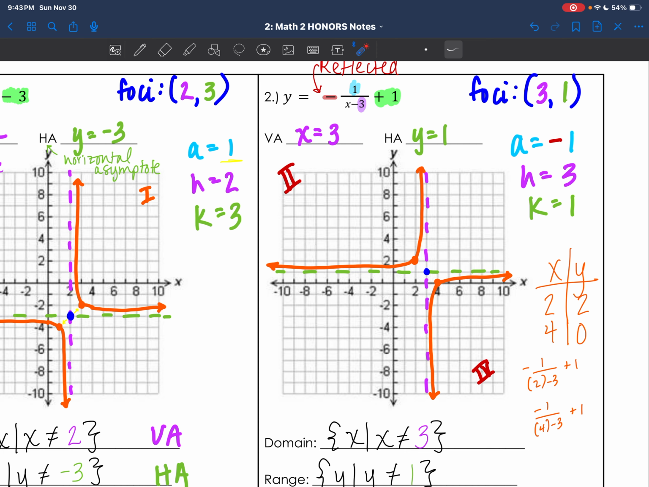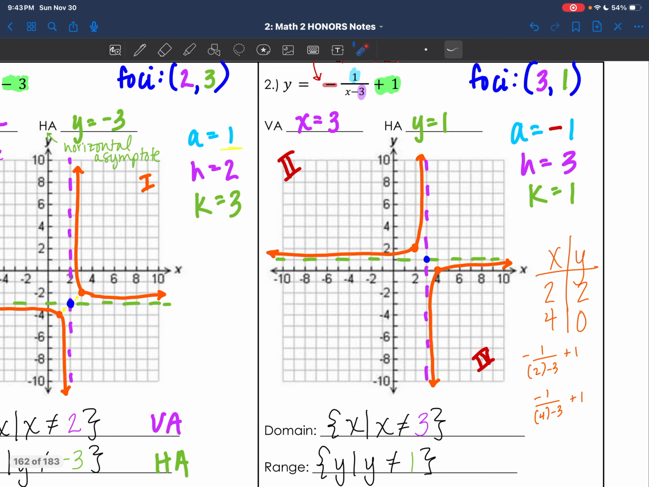So once you've got that, then you can go ahead and plot those 2 points. Or, like I said, since I know it's going to be quadrants 2 and quadrant 4, I'm going to go up and over 1 from the foci. And then you can either go over and down or down and over. So either way works. But if you notice again, since A is 1, or -1 technically, it is one diagonal from there.